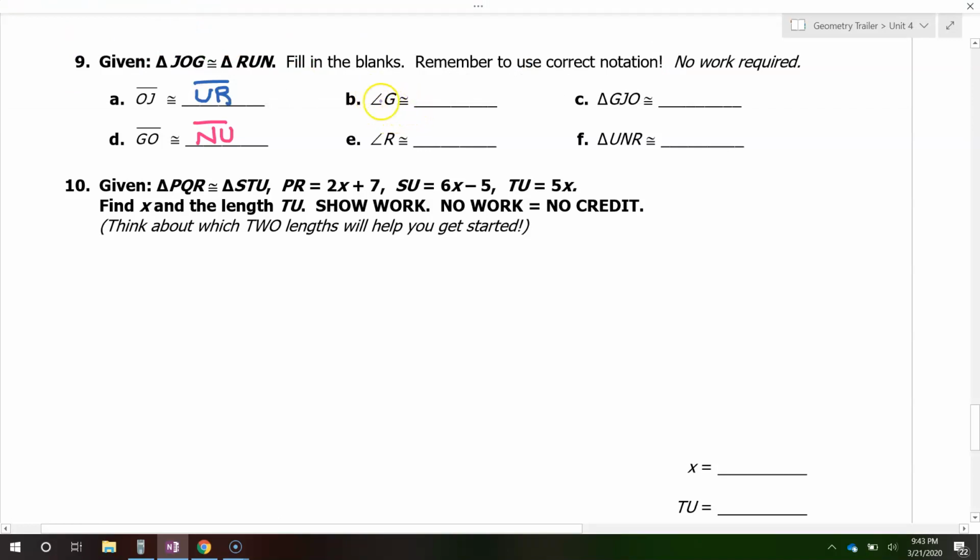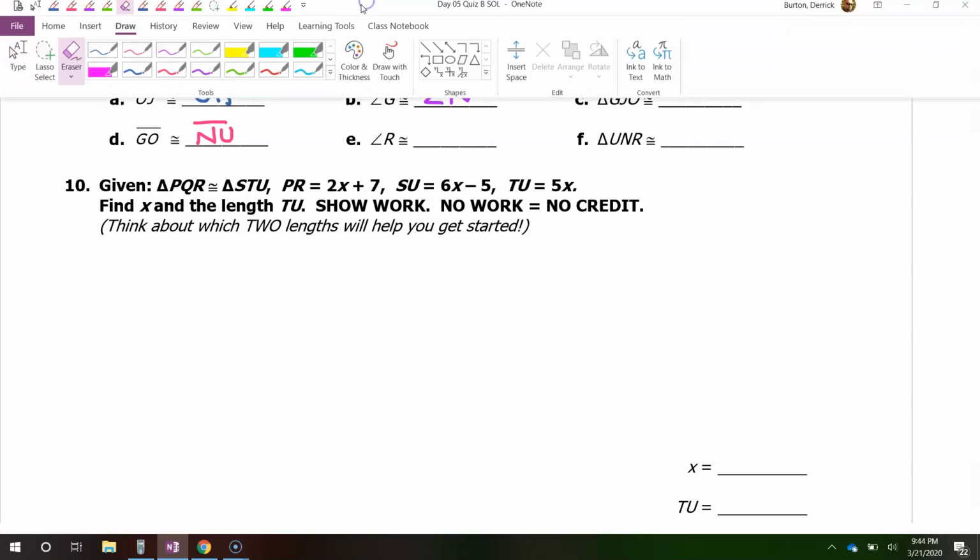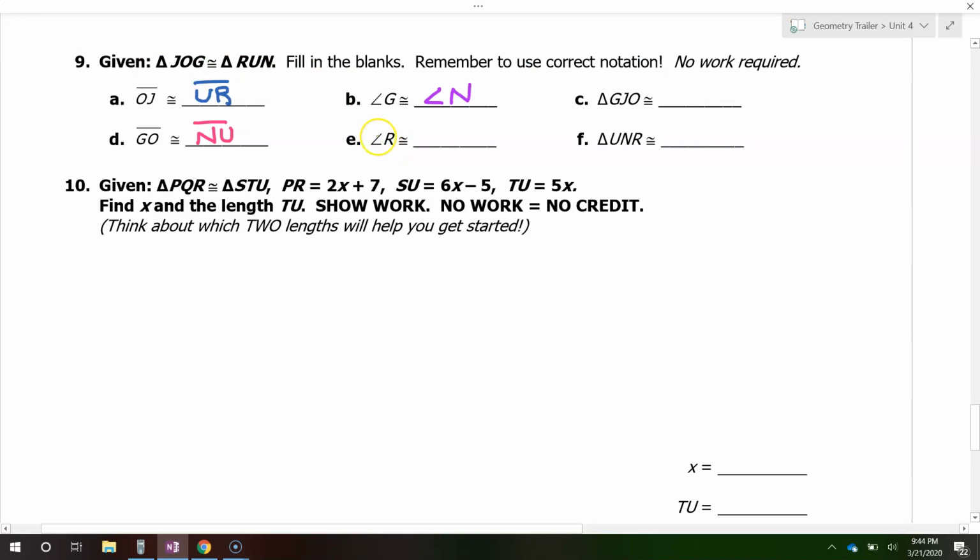Okay. Well, angle G is going to correspond with angle N. They're both at the end. All right, angle G is congruent to angle N. Okay, angle R is going to be congruent with angle J. They're both at the beginning.